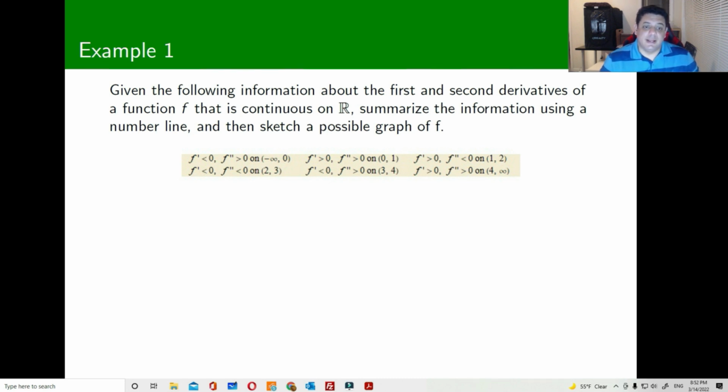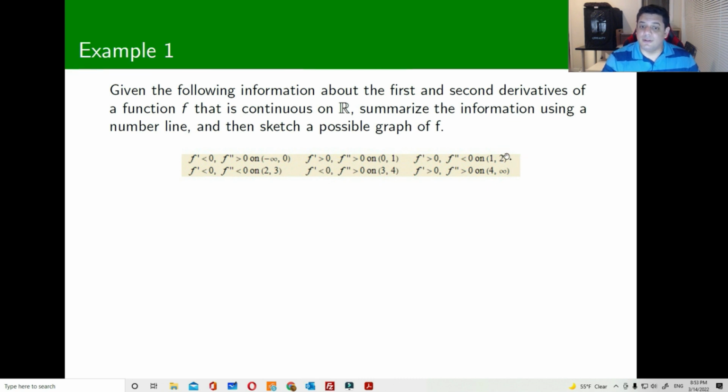Now, if we go from 0 to 1, this is saying that in 0 to 1, f prime is positive and f double prime is positive. So we still have concavity up, but now the function is increasing. So notice that 0 is changing from being decreasing to increasing, so likely this is going to be a minimum, and that is pretty much certified by the fact that the second derivative says it is concave up. So that's a good indicator of that.